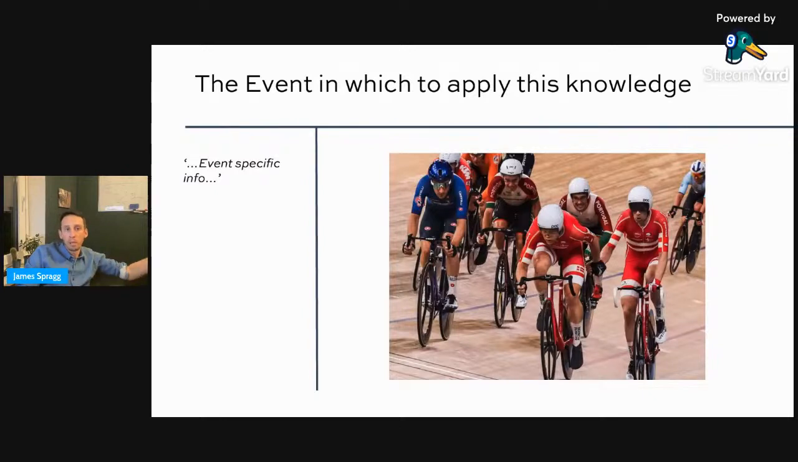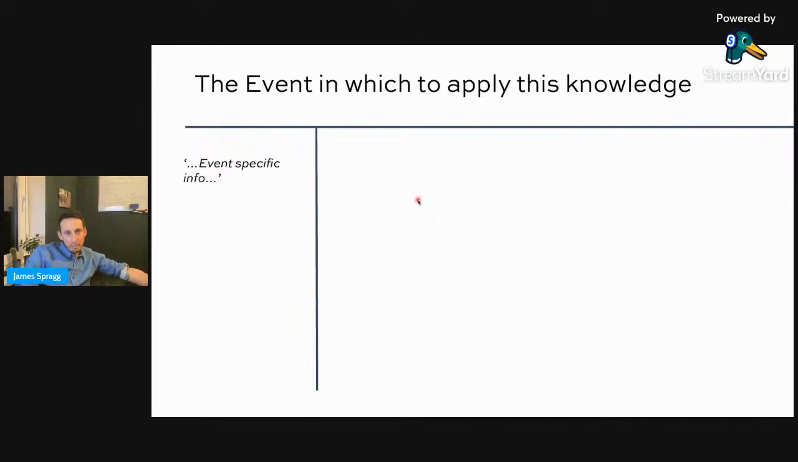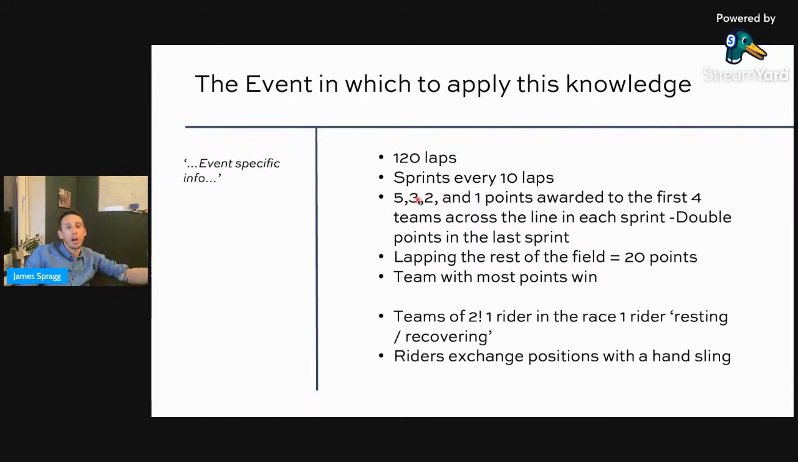That data was taken from the Omnium event, but actually this athlete was looking to target the Madison event. You can see here a photo of your typical sort of Madison chaos, if you like. For those that aren't 100% familiar with the Madison, essentially it's a race that's 120 laps, with sprints every 10 laps, 5, 3, 2, and 1 points to the first four teams or people across the line, and double points in the last sprint. You get 20 points for a lap in the field, and the team at the end with the most points wins. So that's the simple bit of a Madison event.